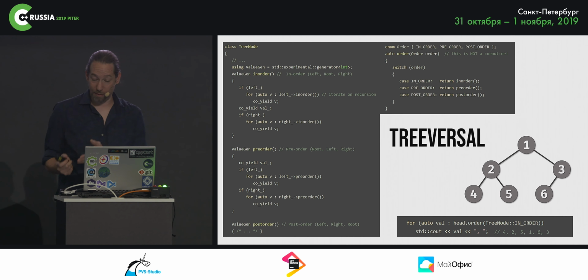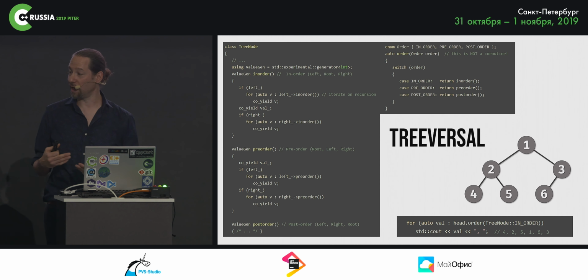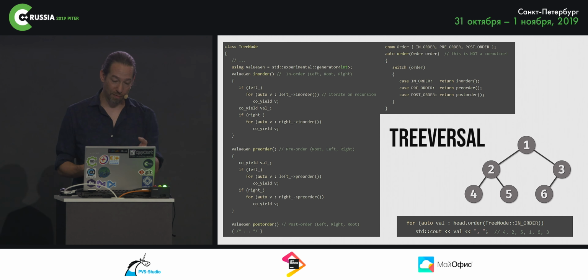And then there's another regular function. It's a non-coroutine called order that returns one of the coroutine generators. So I said you could have a function that's not a coroutine itself, that does return a type that's typically returned by a coroutine. So the method order is, in fact, a very simple example of that.